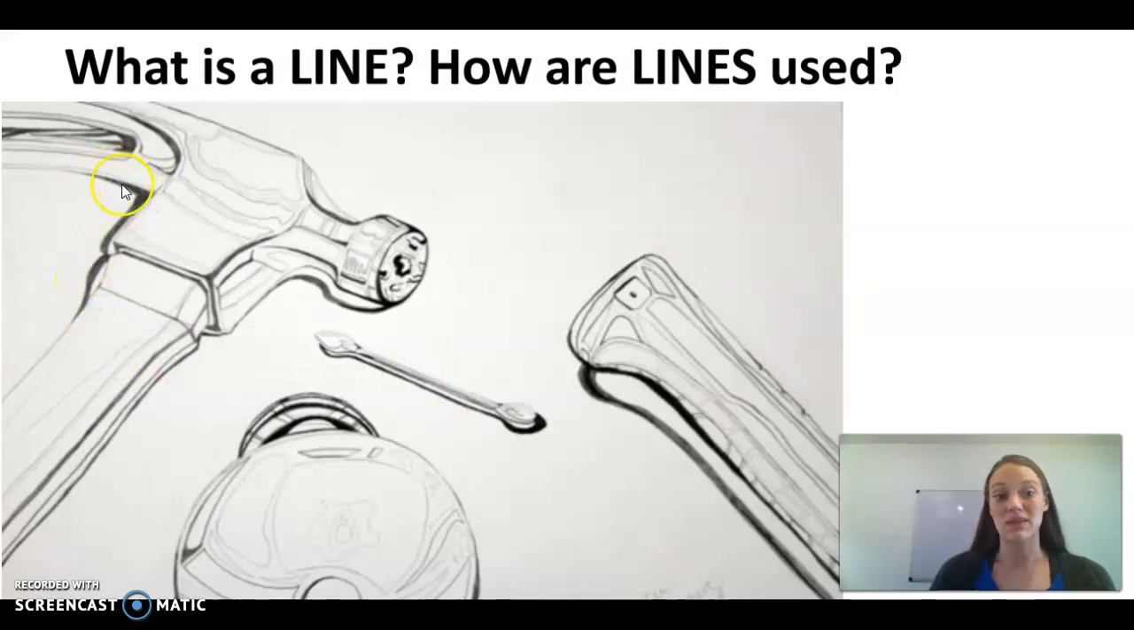This artist has just made thicker lines. There's also a use of line to create texture. There's texture on the head of the hammer right here to make it look shiny and like it's metal. There's texture here on the head of the hammer where it looks like it's been indented, right, from use. And then this handle over here also has texture on it.